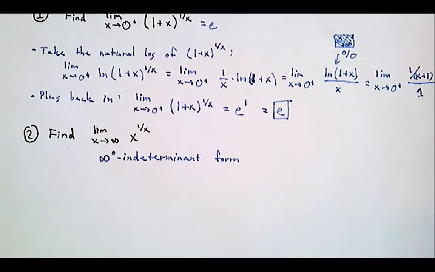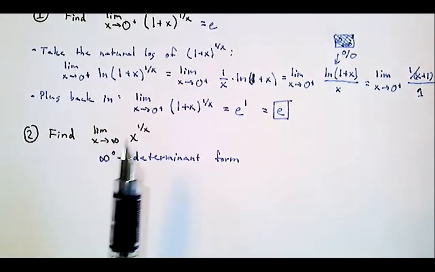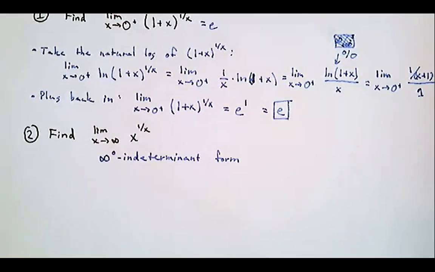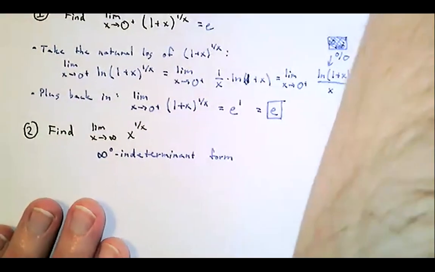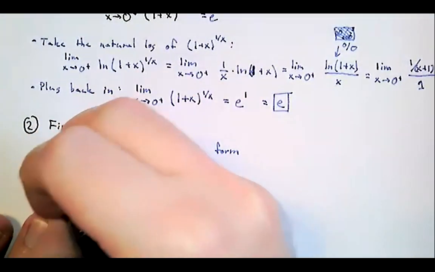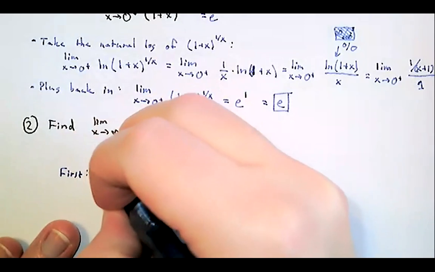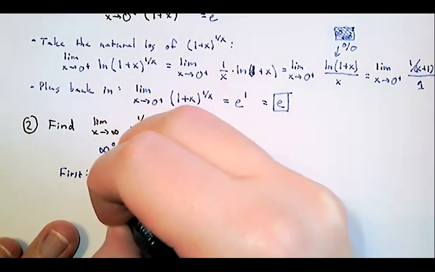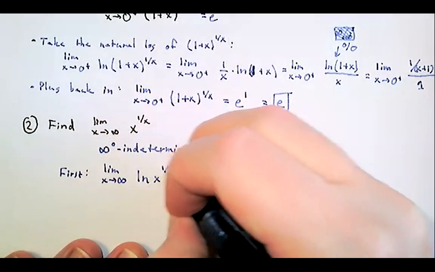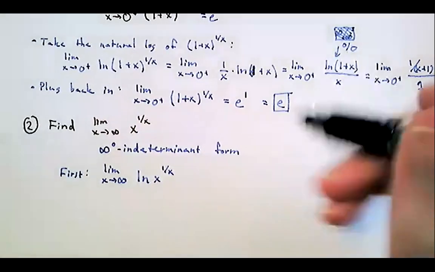So we're going to have to use the same technique that we did up here. We need to take the natural log of this guy, find its limit, and then plug it back in using the exponential function. So first, the limit as x goes to infinity of the natural log of x to the 1 over x. We can do this by pulling the 1 over x to the front.